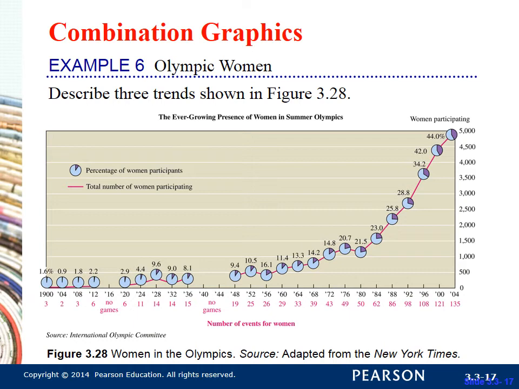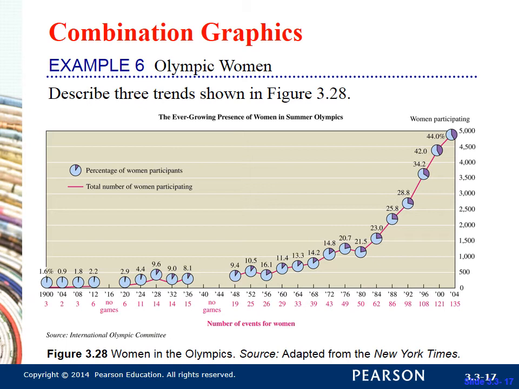Then I look down along the bottom axis. I see there's no games in 16, no games in 40-44. So the pink is the number of events for women in that year. So 1900, 1904, 08, 12, 16, etc. And those no games were due to wars, by the way. All right, so number of events for women. And then up the side, we have the number of women participating. And then you can see the little circle is pie shaped, which gives you the percent there. Whew. So if we're looking for some trends, describe 3 trends shown.